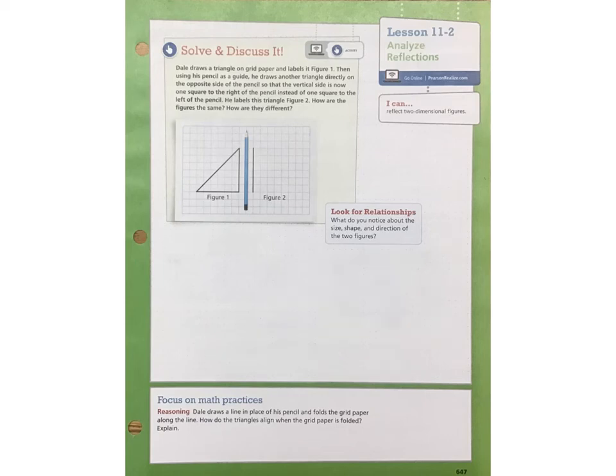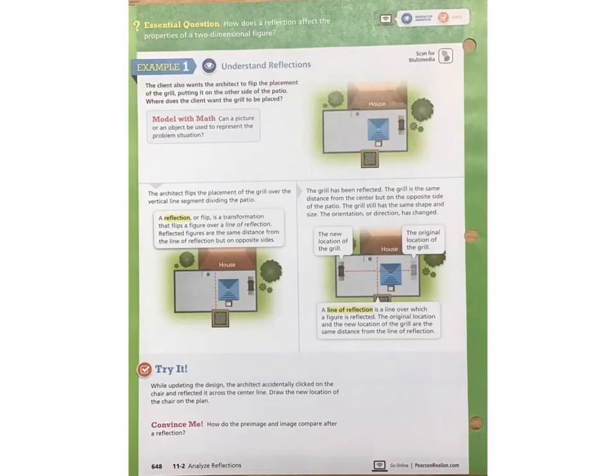Lesson 11-2, Analyze Reflections. In this lesson, we're going to learn how to reflect two-dimensional figures. Example 1. Understand reflections. The client wants the architect to flip the placement of the grill, putting it on the other side of the patio.